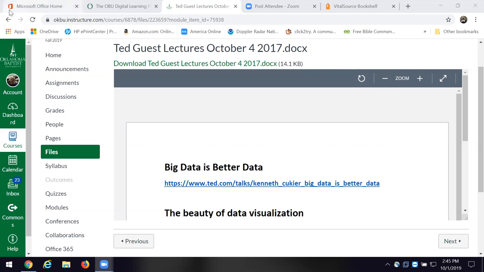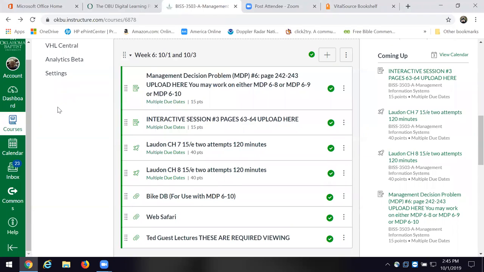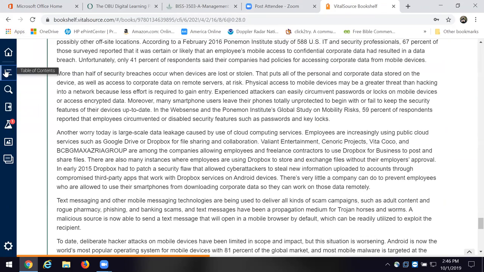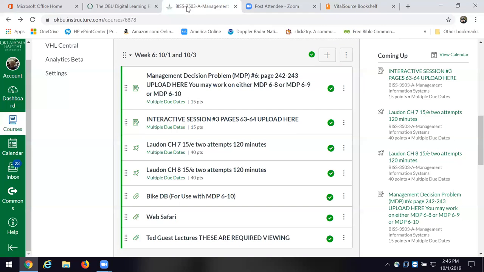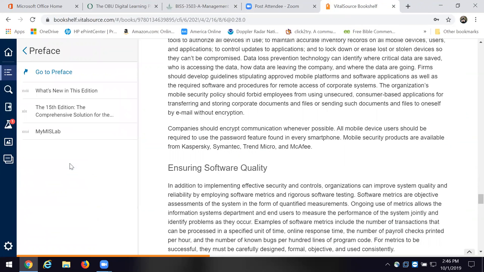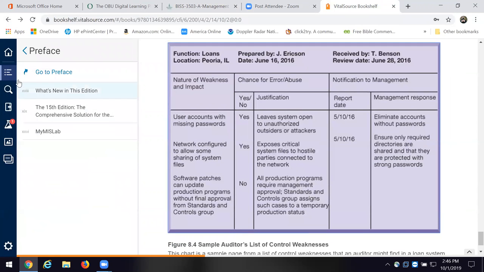Well, okay. I'm going to take us back over to the module as a whole and take a look at it for just a moment. And these different management decision problems. I'm going to go over here to page 242. I'll see if it's going to let me search through here. And let's see, I'm going to look at MDP 6, okay? So I'm going to bet you it's over here in chapter 6. I'll go back over here to the contents.